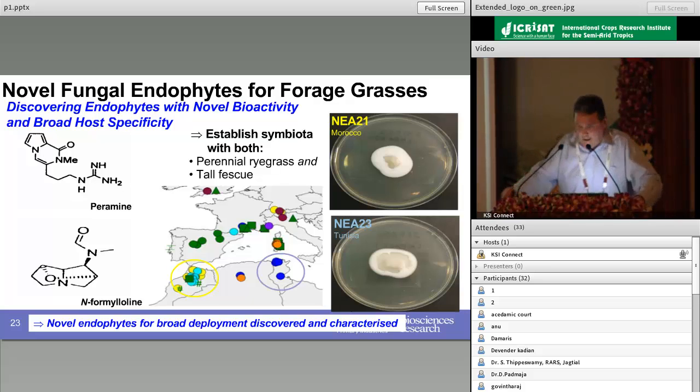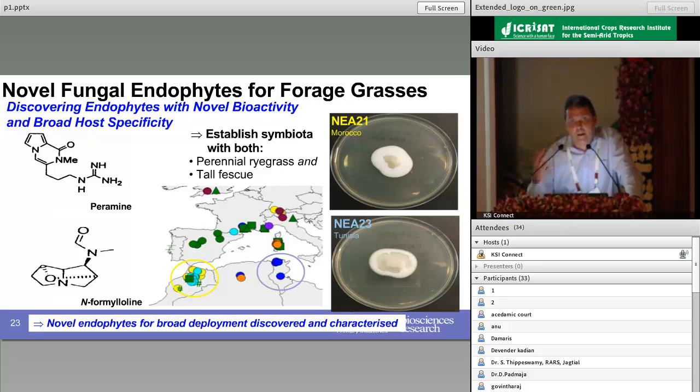And these are 2 of the most interesting fungal endophytes that we discovered using these approaches. One is from an accession from Morocco, and the other one from an accession in Tunisia. These endophytes produce the ideal combination of bioactivities, pyramine and lolines, and these fungal endophytes can also be deployed, so they establish stable associations with both perennial ryegrass and tall fescue. So these are novel endophytes for broad deployment that have been discovered and characterized.